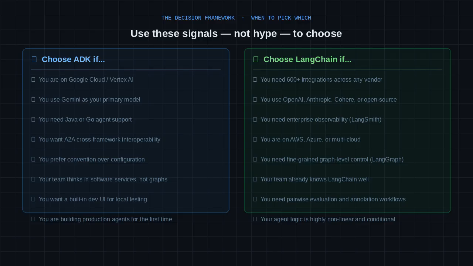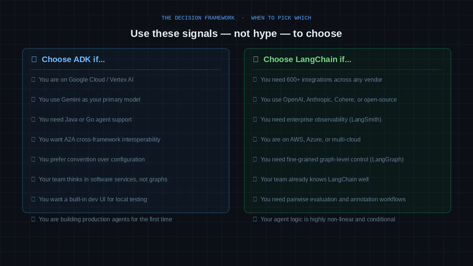When do you choose each one? Choose ADK if you are on Google Cloud, using Gemini as your primary model. Need Java or Go support? Want A2A cross-framework interoperability? Or prefer a framework that feels like conventional software engineering without deep graph abstractions? Choose LangChain if you need 600+ integrations. You are on AWS or Azure. Need LangSmith observability, or your agent logic is highly nonlinear and benefits from explicit graph-level control.